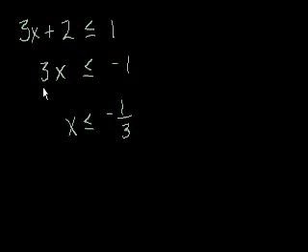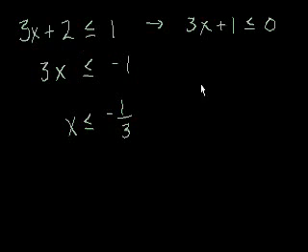We could have actually done this equation in a slightly different way. What if we subtracted 1 from both sides? So this is another way of solving it. What if we said 3x plus 1 is less than or equal to 0, right? I just subtracted 1 from both sides. And now let's subtract 3x from both sides. And we get 1 is less than or equal to minus 3x, right? I subtracted 3x from here, so I have to subtract 3x from here.